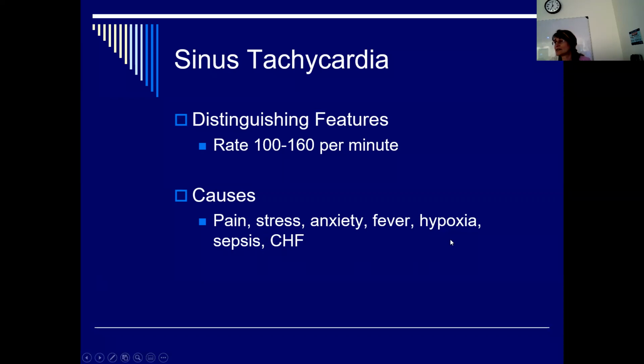Hypoxia can cause an adult heart to beat faster. If tissues are not getting enough oxygen, there's a feedback that the heart needs to be faster to get more perfusion to the tissue. If there's sepsis, a massive infection in the body, another way the body responds is a fast heart rate. And if the heart is failing and the ejection fraction is low, the heart beats faster to compensate for the low ejection fraction.